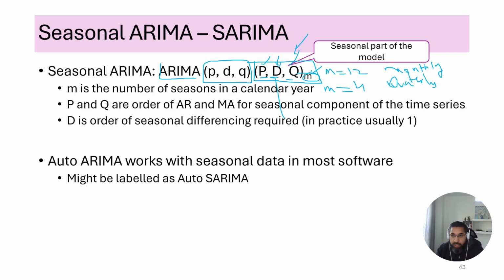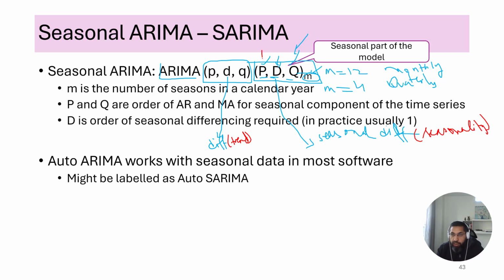This capital D is not ordinary differencing. This is seasonal differencing. And the small d is just regular differencing. This regular differencing will handle the trend, and the seasonal differencing will handle the seasonality.